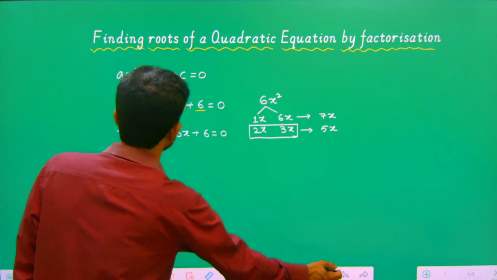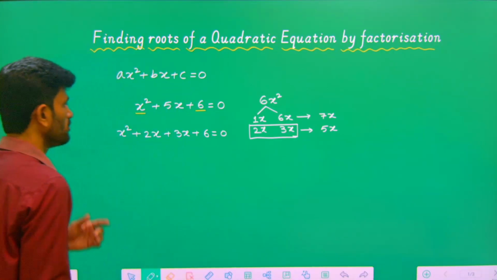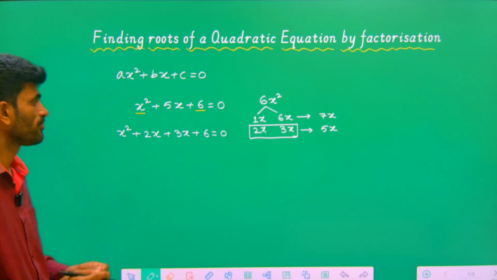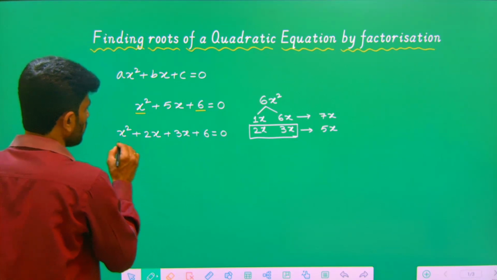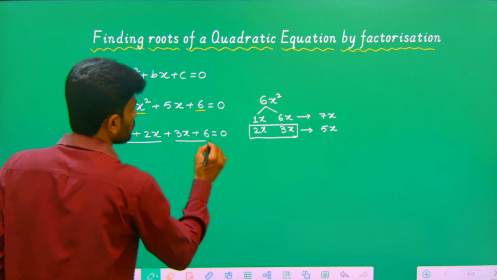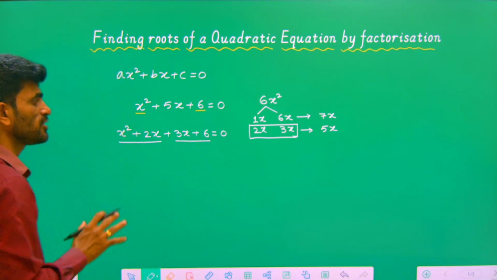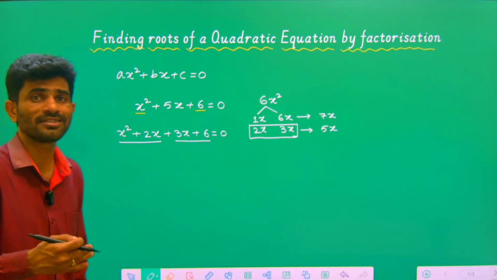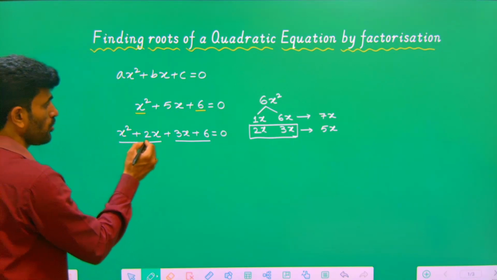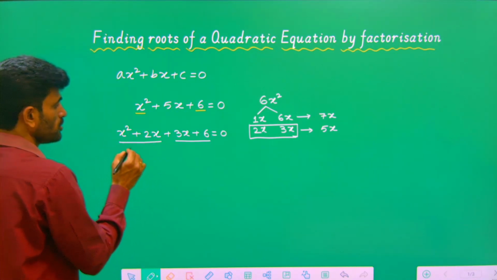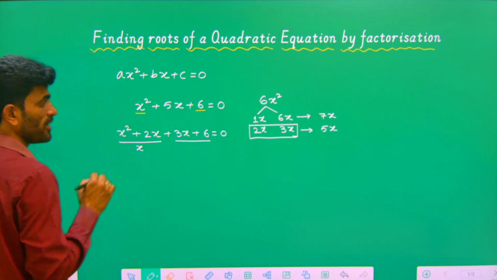Once you do this splitting of the middle term, we get 4 terms now. Now, these 4 terms you have to divide into 2 parts. First 2 terms is 1 part, second 2 terms is 1 part. Now, in the first 2 terms, you have to observe which value is common. If you observe, x is common in both. So here x is common, you have to identify the common term.